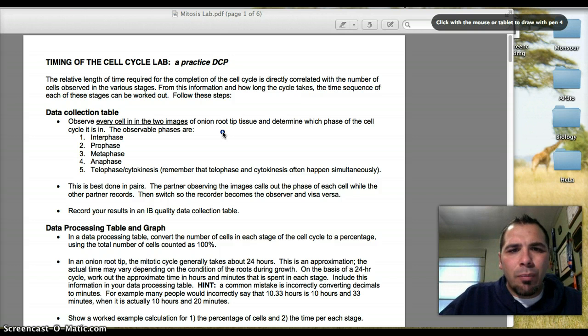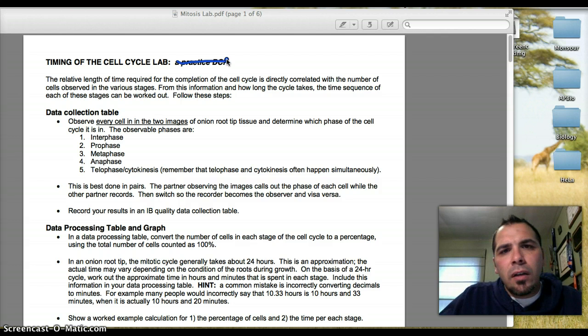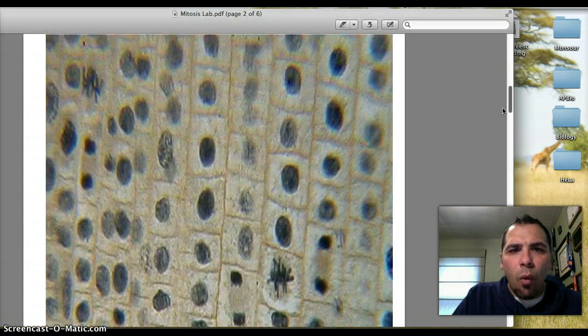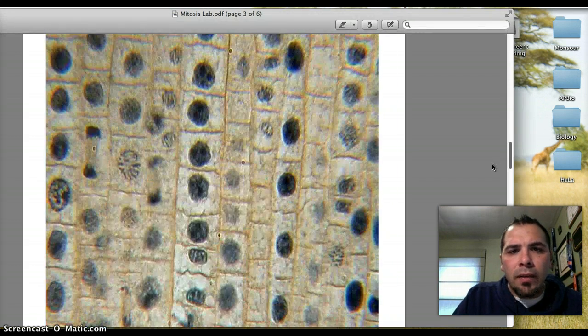This is from an IB program, International Baccalaureate, so I'm just going to cross off some of these things. I'm going to go through, there are certain things you're not going to have to do, but we're going to do time of the cell cycle lab. You're going to be observing every cell in 2 images of onion root tip. Now, I'm going to scroll down here. You're going to get 2 pictures of onion root tip, this being one of them, and this being the second.